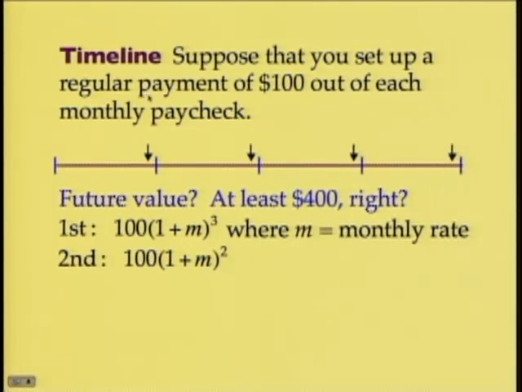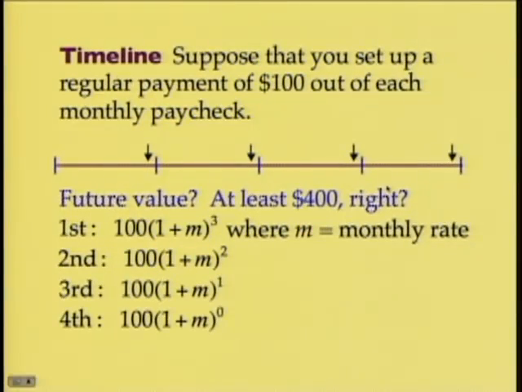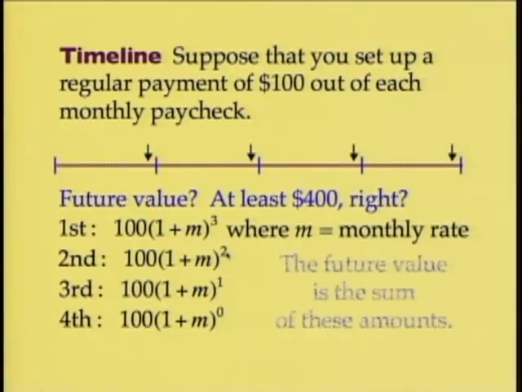The second payment only receives 2 months of interest, so that's a 2 right there. The third payment only receives 1 month of interest, and the fourth receives no interest at all. It's just the $100 that you started with. And I went ahead and put the 0 there to illustrate what's happening. To get to the future value of this, we have to add these amounts up.